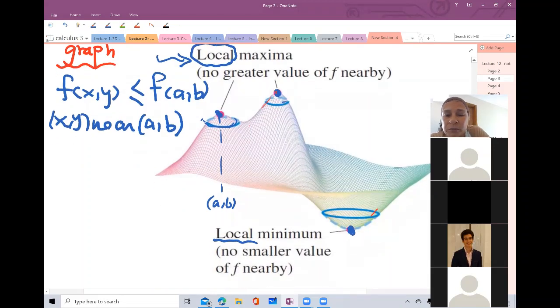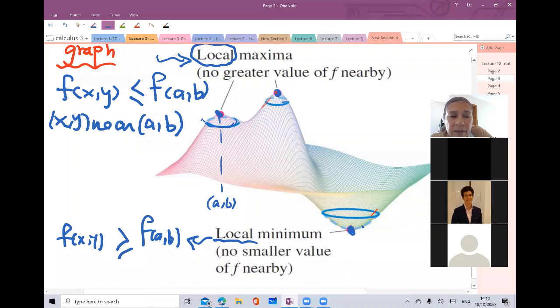If I'm talking about a minimum, the equivalent mathematical formulation هتبقى كده: f of x, y compared with f of (a, b) will always be, this time, greater than or equal to it, for any x, y around the point. برضه, not for all points x, y, but only for points x, y near the point (a, b). That's why we call them local.